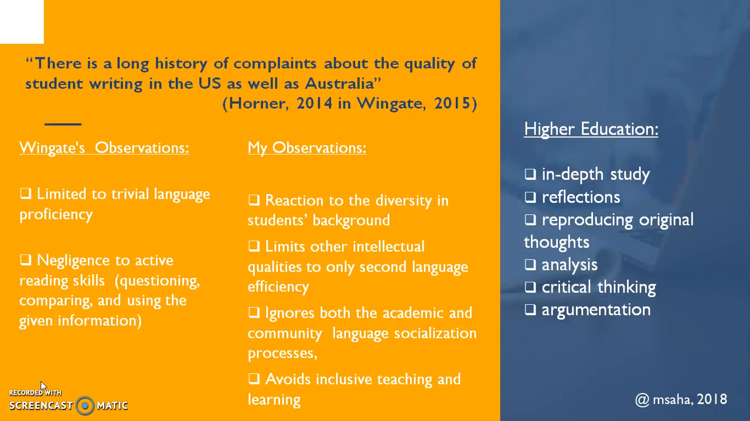There is a long history of complaints about the quality of student writing in the US as well as Australia, and I do not think this statement fits for the relationship between learners' diversity and academic language capability. Rather, it is a reaction to the diversity of students' background, and it limits all other intellectual qualities to language efficiency, ignores both the academic and community socialization processes, and avoids inclusive teaching and learning. Besides, higher education being a discipline-specific learning requires in-depth study, reflections, analysis, reproduction of original thoughts, critical thinking, and argumentation, which should not be inflicted on students' language ability.